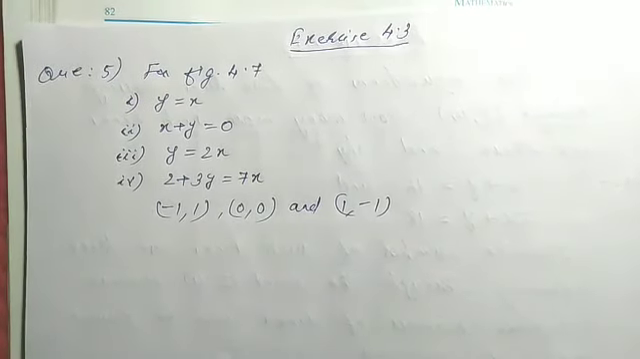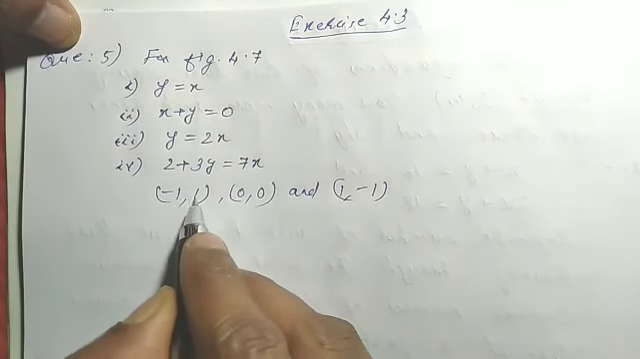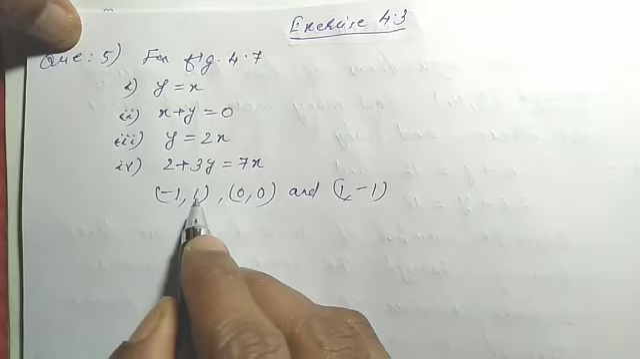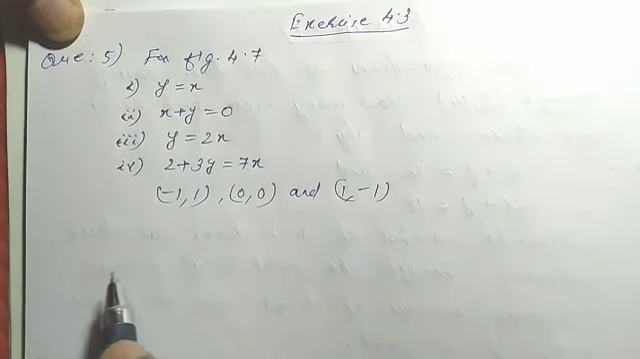So here we have to check. First equation: y is equal to x. Y and x are not equal here: y is equal to 1 and x is equal to -1. So the first one is not the equation.